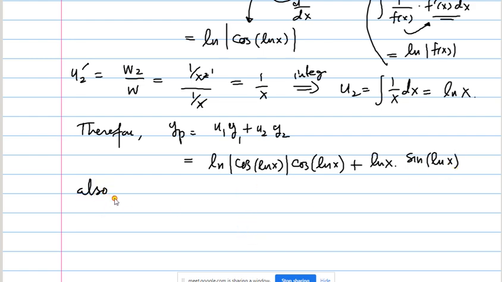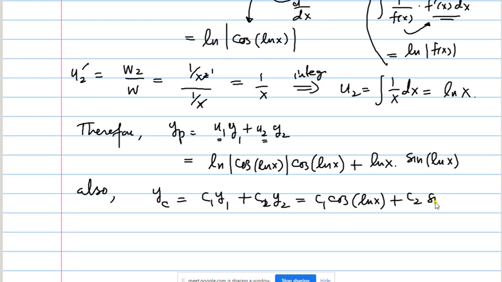Also, because the question says write the general solution, it means I have to write YC as well. YC is C1 Y1 plus C2 Y2. Y1 is cosine log of x, it is given to me, plus C2 sine log of x. So now if you add these two, you will get the final solution.